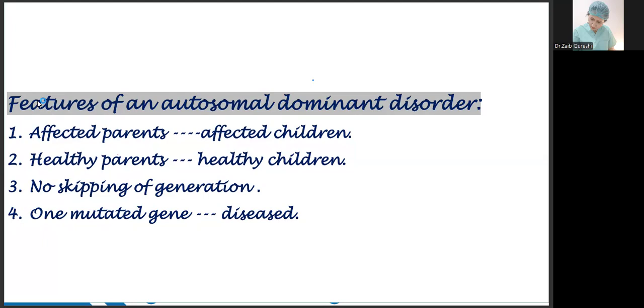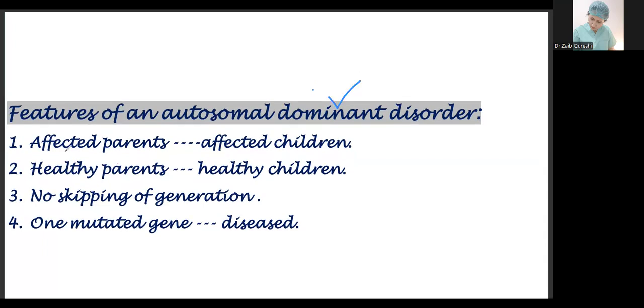In autosomal dominant disorders, if parents are affected, 100% chance of having affected babies. 100% chance. If parents are healthy, there is no chance they can have affected babies of this dominant condition. Okay. We call it skipping of generation. So this skipping of generation is not present in autosomal dominant conditions.